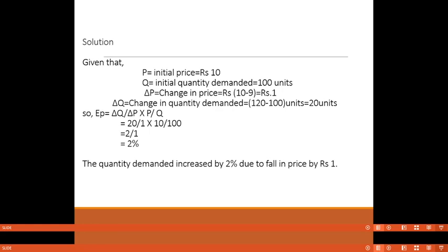Now put the values in the formula, delta Q divided by delta P into P divided by Q. Now delta Q is 20, delta P is 1, P is 10 and Q is 100. Now by calculating this we get 2. That means the quantity demanded increased by 2% due to the fall in the price by rupees 1.